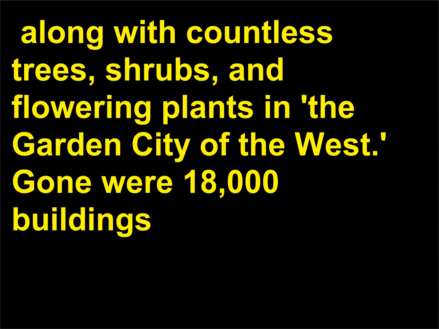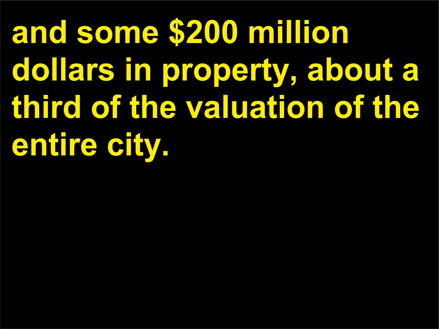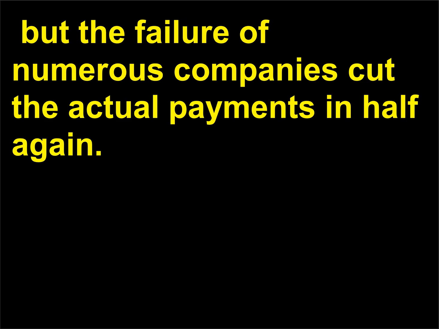Gone were 18,000 buildings and some $200 million in property, about a third of the valuation of the entire city. Around half of this was insured. But the failure of numerous companies cut the actual payments in half again.